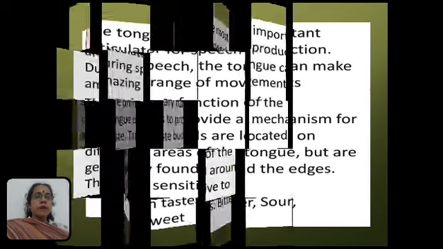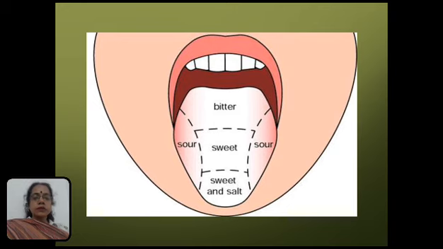So for that, please look at this picture. Most taste buds at the front of the tongue detect sweet and just after that salty taste. The maximum effect of sweet taste is felt at the tip of the tongue, whereas the maximum effect of salty taste is felt just behind the tip of the tongue.